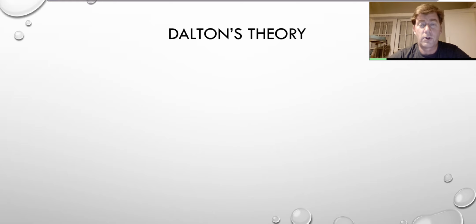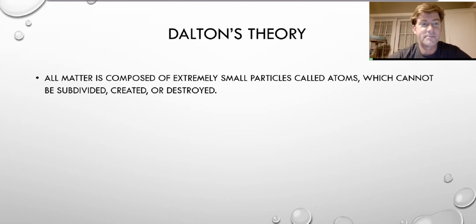Another important historical person is Dalton, and he had his theory about matter and atoms and how it all comes together. So we'll talk about his theory, and then we'll come back to it later and talk about modern theory about it. So he said, first off, his first postulate was that all matter is composed of extremely small particles called atoms, which cannot be subdivided, created, or destroyed.